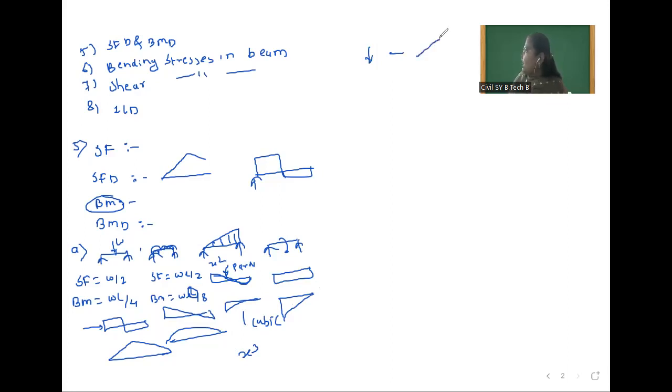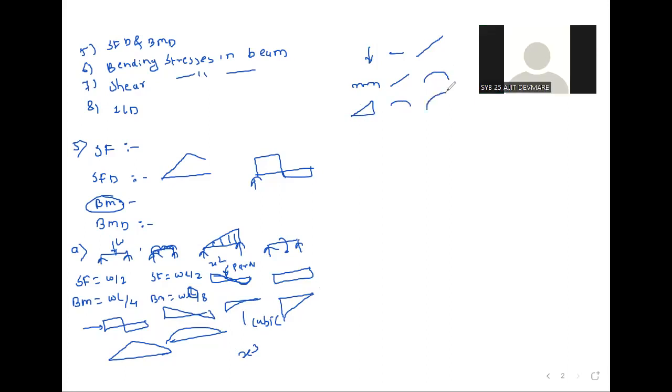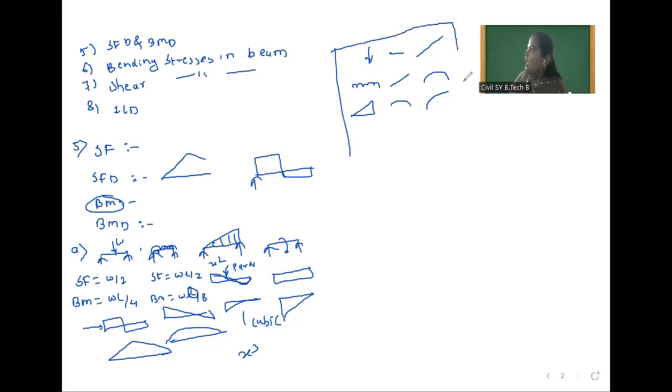If point load is applied, shear force is a horizontal line and bending moment is an inclined straight line. If uniformly distributed load is applied, shear force is an inclined line and bending moment is parabolic. If uniformly varying load, shear force is parabolic and bending moment is cubic polynomial. Okay, so these shapes are very important because definitely one question will be asked on these shapes and one question will be asked on these formulas. So this is related to simply supported beam.